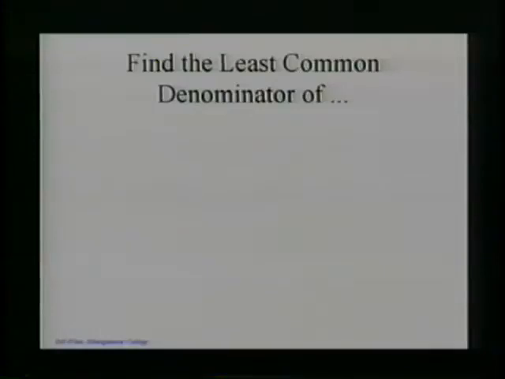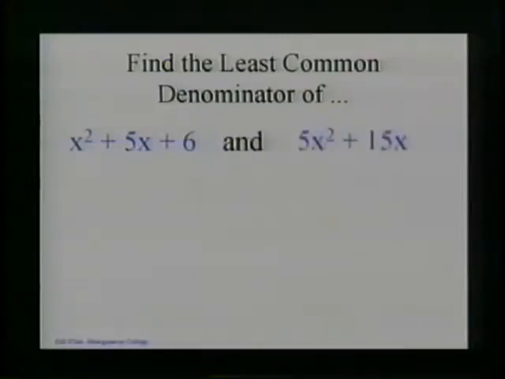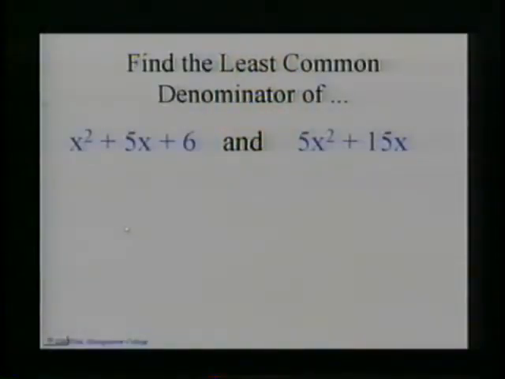Well, it gets a little bit harder. How about the least common denominator of this: x squared plus 5x plus 6, and 5x squared plus 15x? Just like we broke up those previous ones, we're going to break these up and factor them. The first one, x squared plus 5x plus 6, is a basic factor: x plus 3 and x plus 2. And I can't break those up anymore, so that's it.